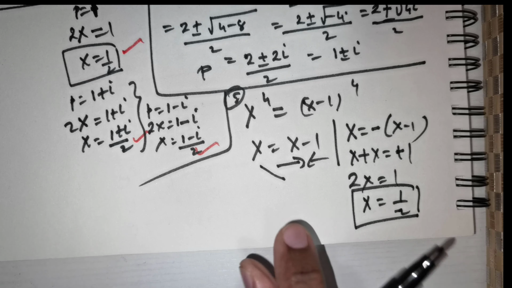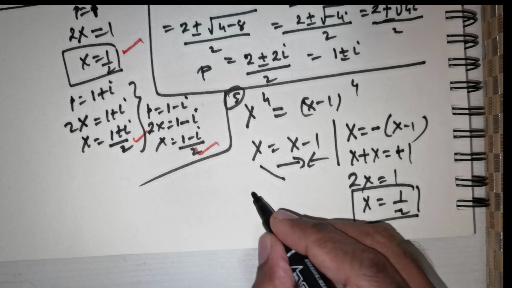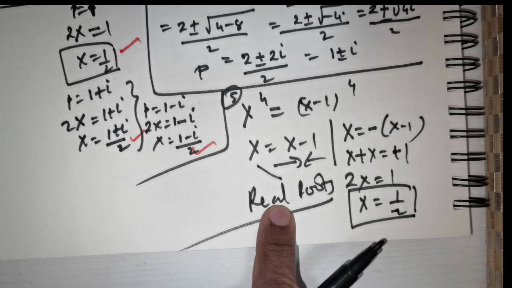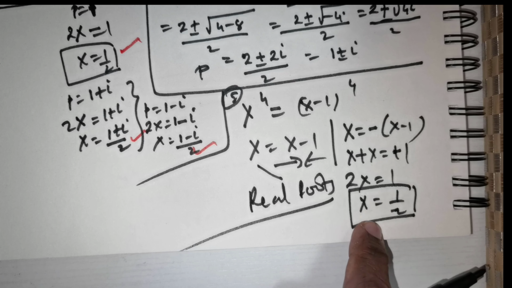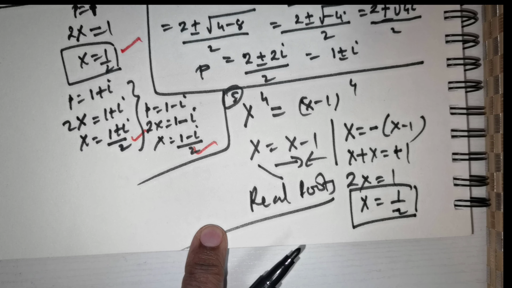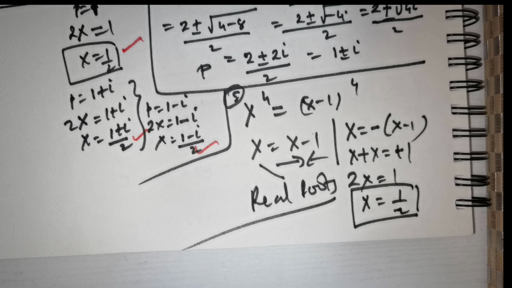Now the only problem with this technique is you will only get real roots. You will only get real roots. Of course, once you got this real root, you can always use long division to go back and obtain the other roots. So this is the only problem with this technique, whereas the other 4 techniques are sound and solid.